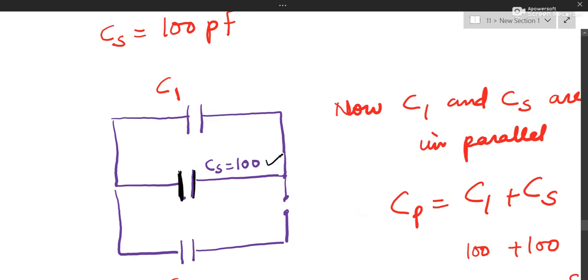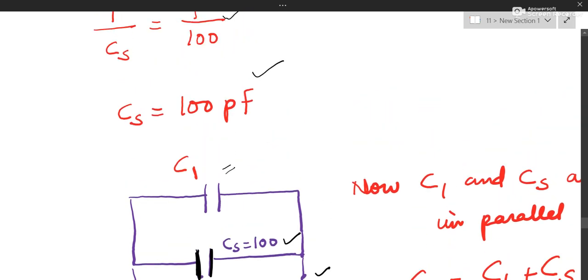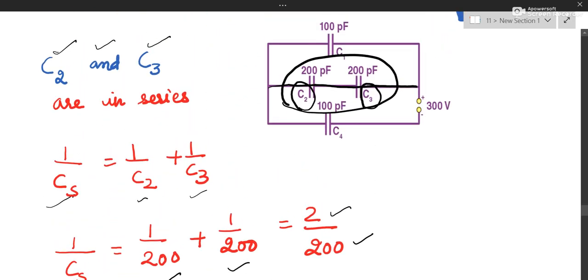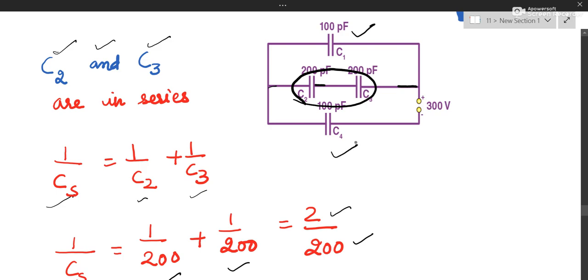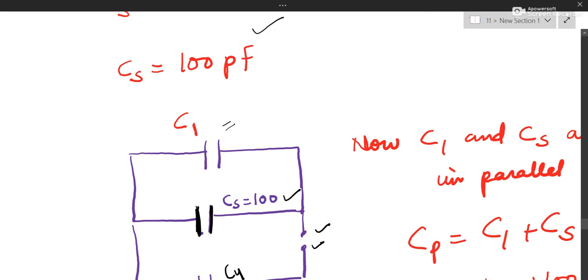Okay. Rest of the circuit is as it is. C1 is as it is and C4 is as it is. I have not disturbed those, and this battery is as it is. So again listen. In place of C2 and C3, just check the diagram properly. In place of C2 and C3, I have drawn that C series, and this is as it is and C4 is as it is, and this battery is as it is. That is the equivalent circuit diagram I have drawn.